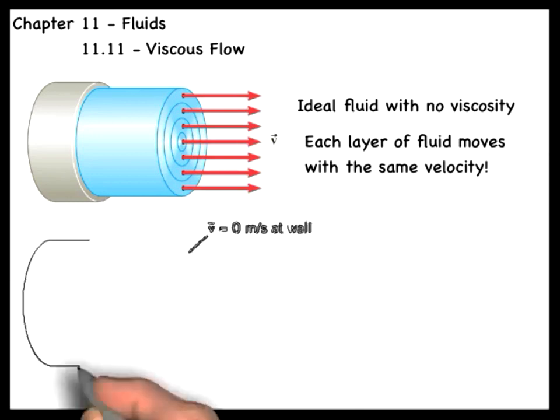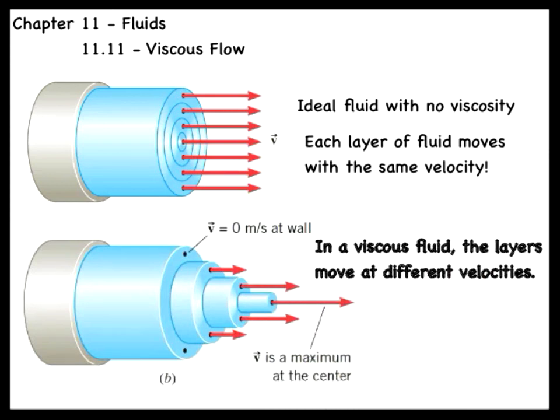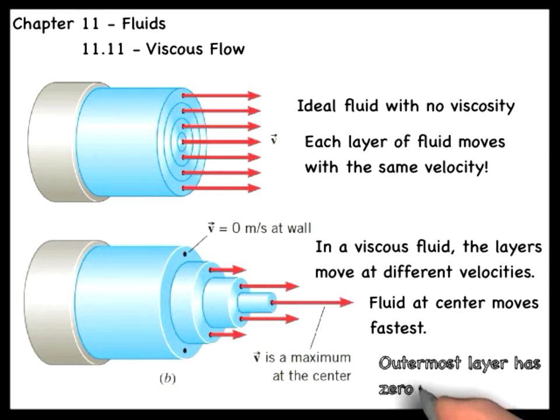However, when the fluid has a viscosity, then the fluid layers move at different velocities. The fluid at the center of the pipe has the largest velocity, and the outermost fluid layer in contact with the inner surface of the pipe doesn't move at all because of strong intermolecular forces. So strong are these forces that if it was the solid surface that moved, the fluid layer in contact with the surface would move along with it.